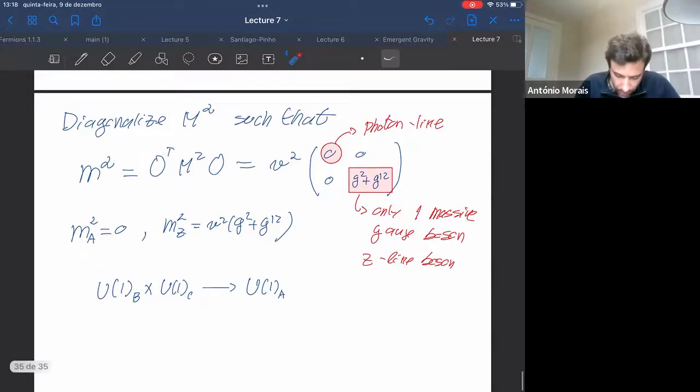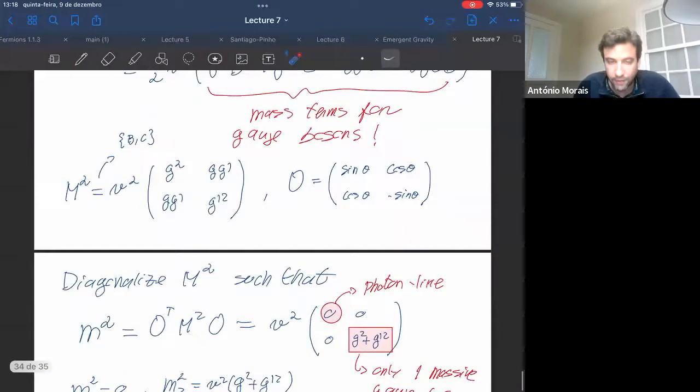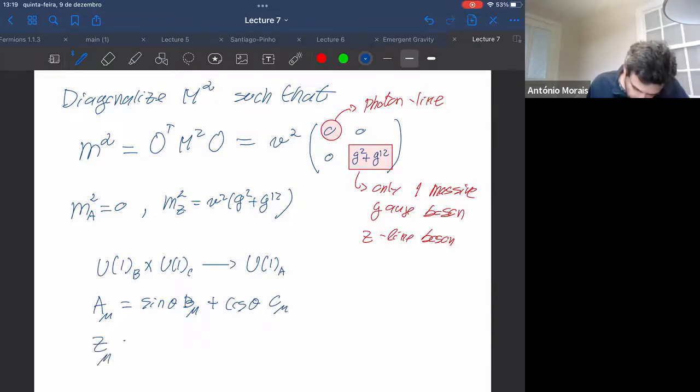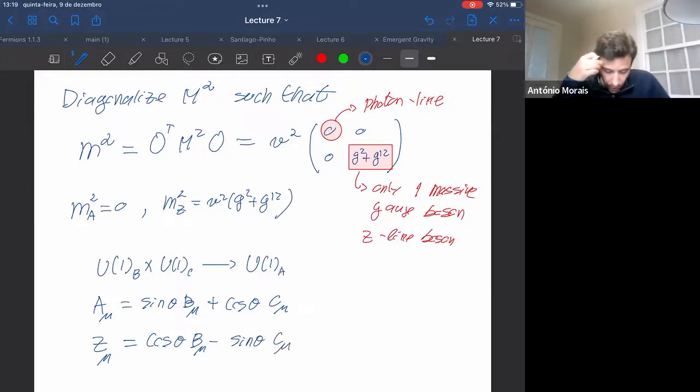Also, note that using this rotation matrix, this rotation matrix gives you the eigenvectors, pretty much. So you can write your A mu and Z mu, so the eigenvectors. So the massless combination, A mu, is sine theta B mu plus cos theta C mu. And this will be important for the interactions with fermions. And Z mu equal to cos theta B mu minus sine theta C mu.